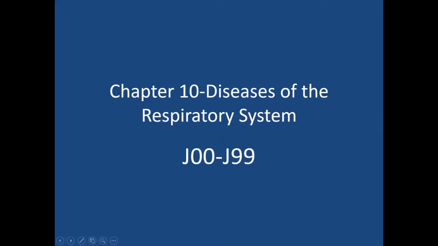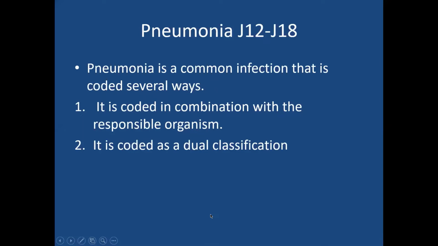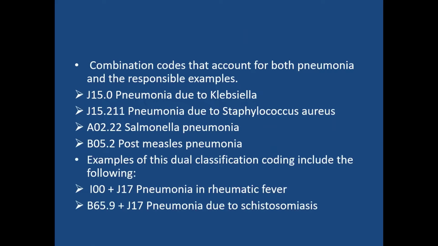Chapter 10, Diseases of the Respiratory System, J00-J99. Pneumonia, J12-J18. Pneumonia is a common infection that is coded several ways. 1. It is coded in combination with the responsible organism. 2. It is coded as a dual classification, combination codes that account for both pneumonia and the responsible organism.